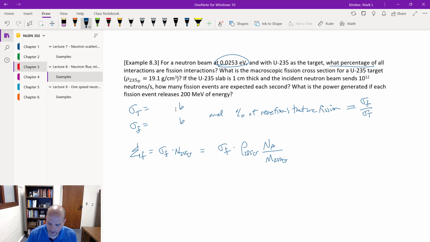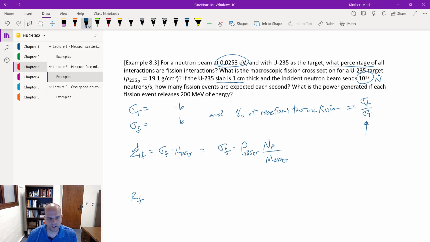And the next thing is asking us if the slab is 1 centimeter thick and the incident neutron beam sends this many neutrons per second, so we've got our n dot, how many fission events are expected each second? So we need to look at the reaction. We can look at the total reaction and multiply it by whatever fraction we get here, or we could just do this in terms of fission.